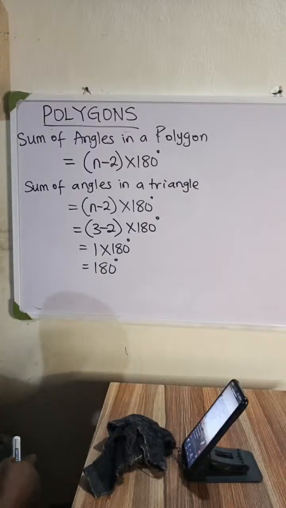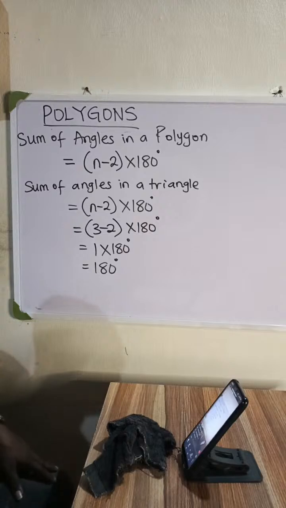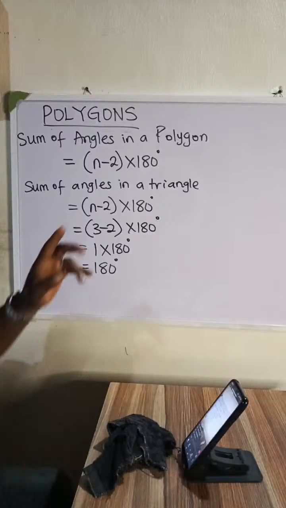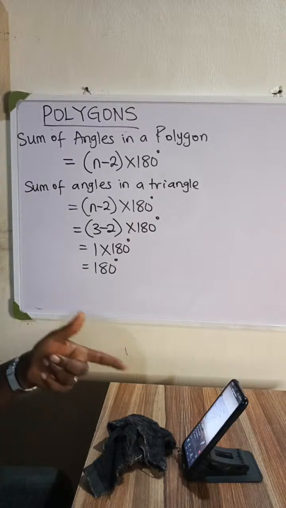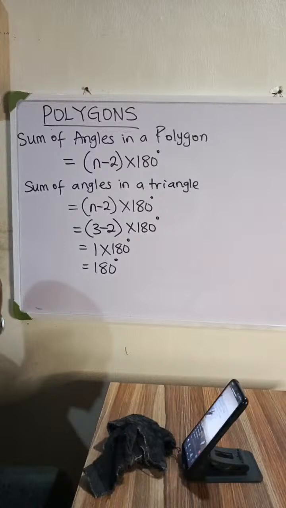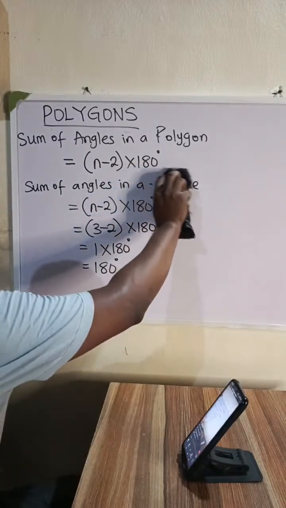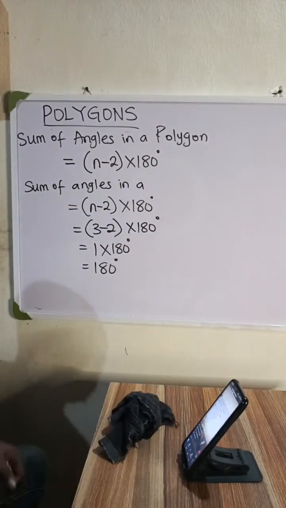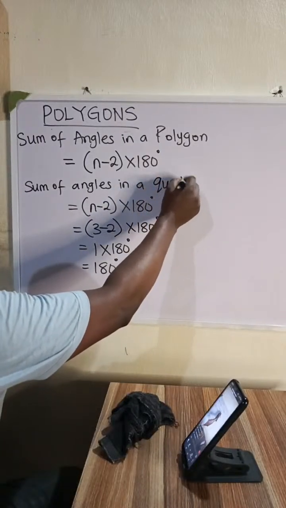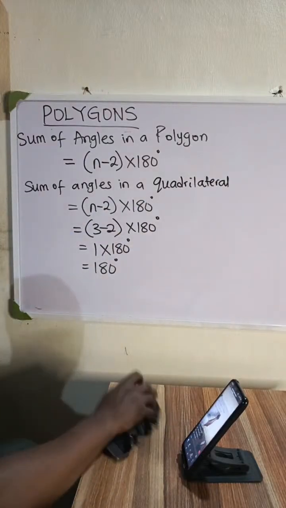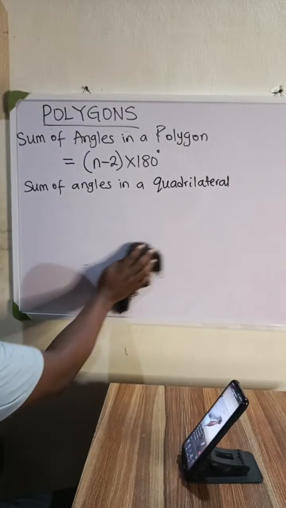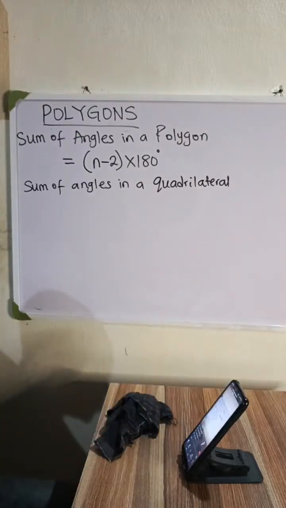So we've seen the sum of angles in a triangle. The next one we're going to consider is the sum of angles in a quadrilateral. We've learned about the quadrilateral, so we're going to confirm with this formula. Because if I just ask you what's the sum of angles in a quadrilateral, somebody is just going to give me 360 degrees because we have already learned that. So how many sides does a quadrilateral have? What's going to be the value of n for a quadrilateral?